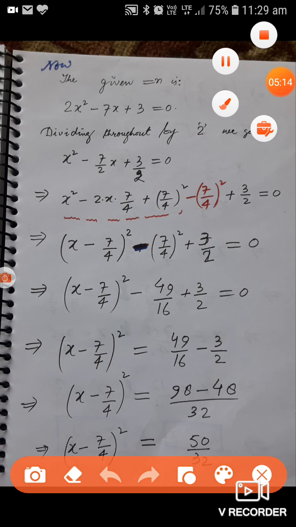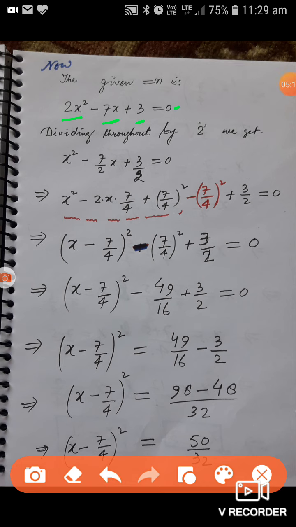Now our given equation is 2x² − 7x + 3 = 0. We will divide the equation throughout by 2 so as to get the leading coefficient as 1. Therefore we have now x² − (7/2)x + 3/2 = 0.